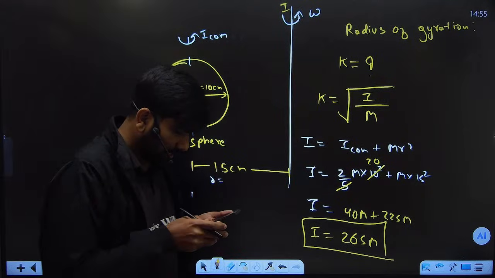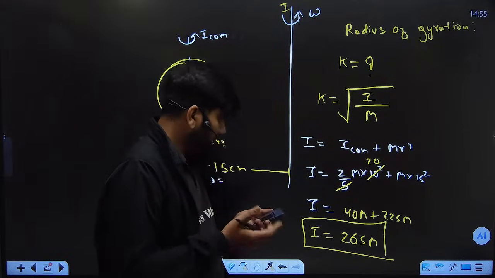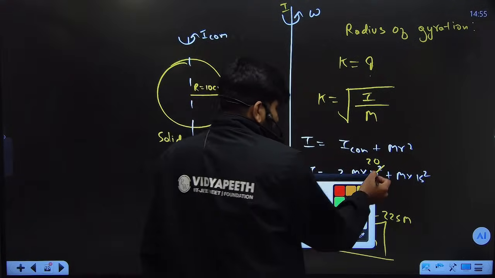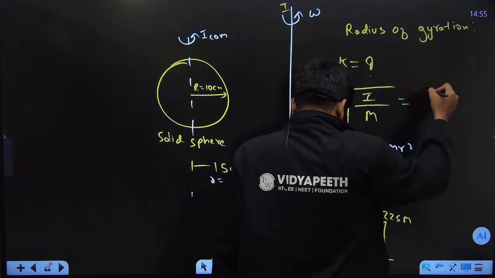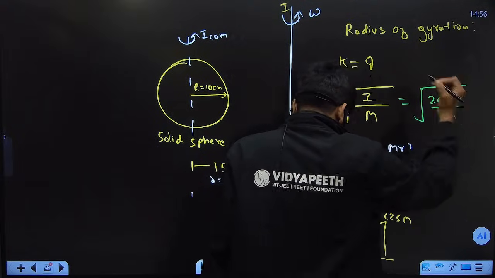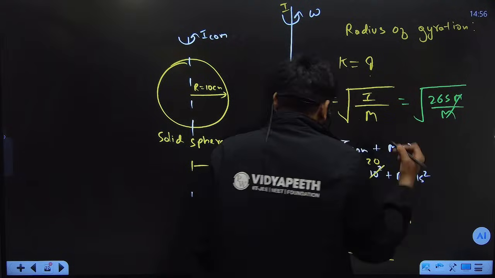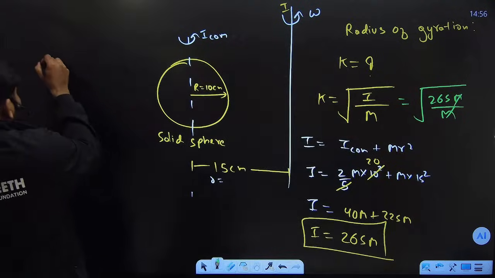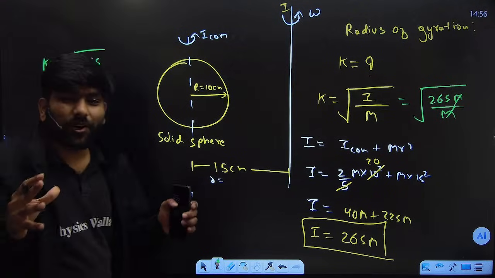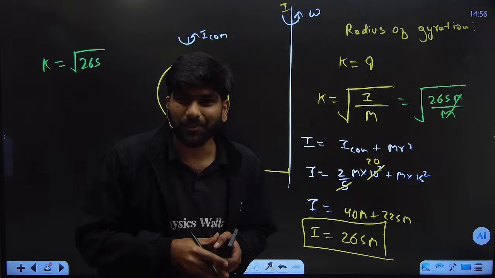Okay. Now we are going to put the value of I there, and I will again use a different ink here to annotate the answer. It is 265m by m. Now m and m will be cancelled. So k is going to be how much? Root 265. Now this is not an option based question, it's an integer type question.